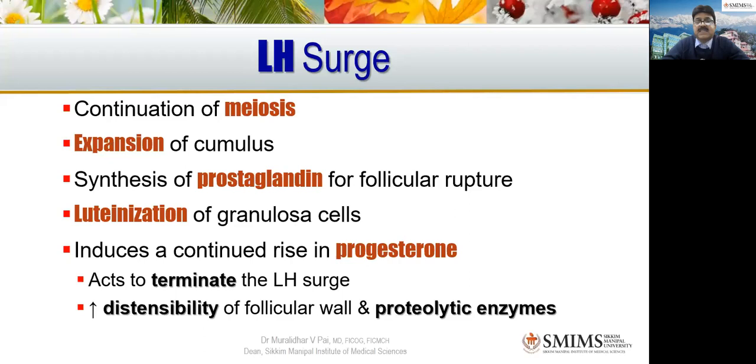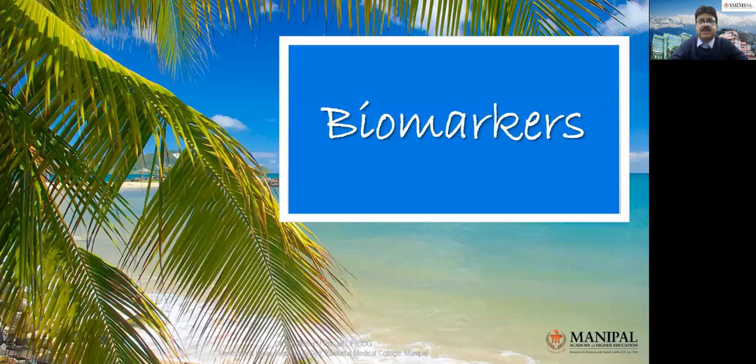So it has got so many jobs, but there is no need to remember so many things. They're all logical things. They're all chronological things. So maturation, then expansion, separation, rupture, coming out, making the corpus luteum, making the corpus luteum secrete progesterone. All these are very logical things, so it should come to you very naturally. Now, having understood the physiology, I'll move on to the biomarkers.